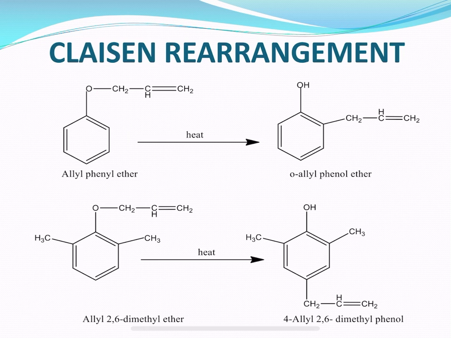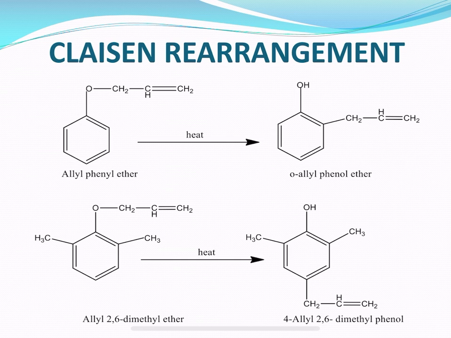The Claisen rearrangement says that when the ortho allyl ether of phenol is heated to about 473 Kelvin, it rearranges to give ortho allyl phenol. So this is ortho allyl phenol. This is an intramolecular thermal rearrangement of phenyl allyl ethers, and it is called the Claisen rearrangement.